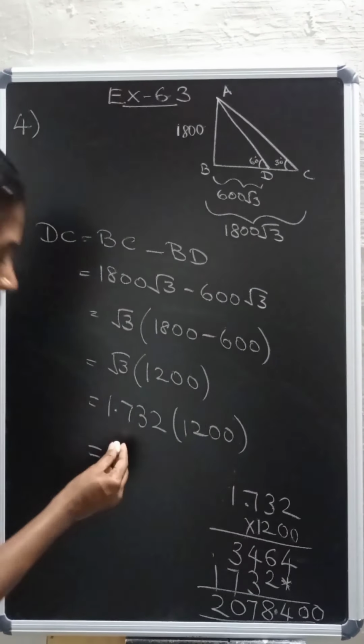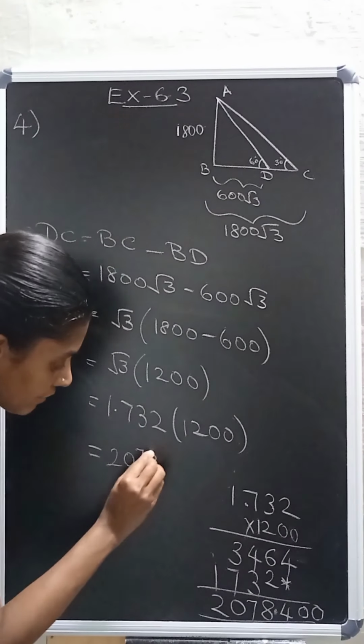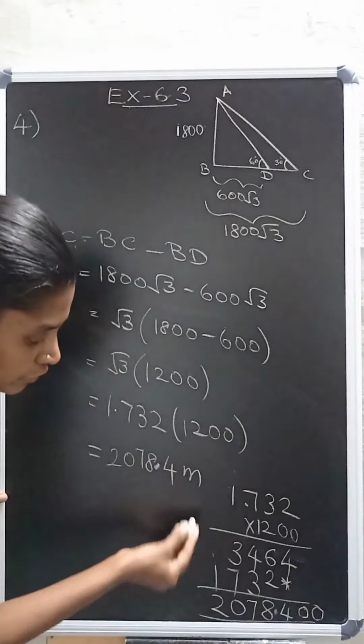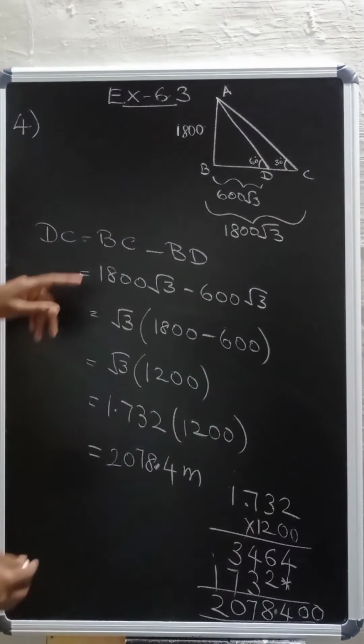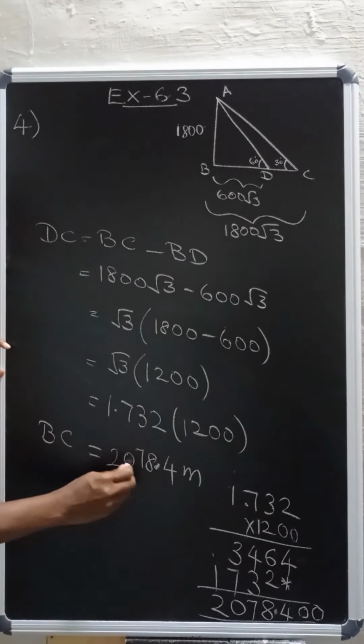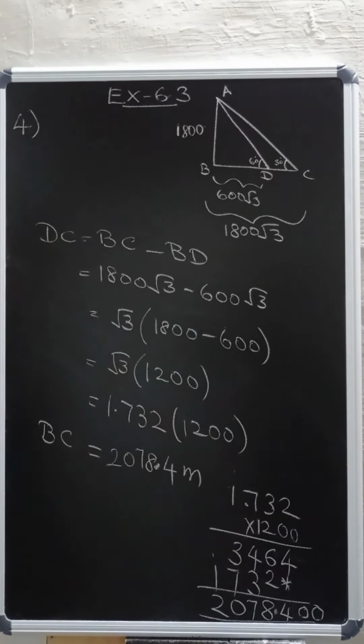which is equal to 2078.4 meters or 40 meters. So this is the answer. So the distance between the two boards is 2078.40 meters.